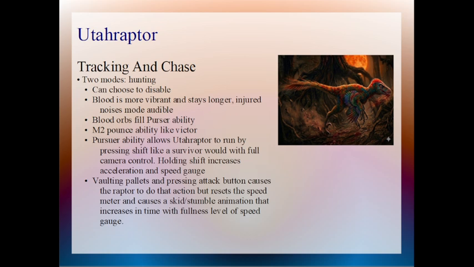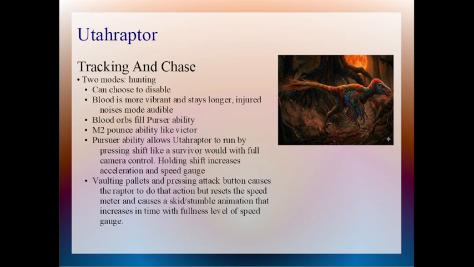This is something that normally only survivors would have, and it would work just like a survivor would, with full camera control, except there would be acceleration on this. So the longer you hold Shift, the more you'll accelerate and gain speed. There will be a speed gauge, and the reason that's important is because when you vault a pallet or you attack, you will vault and you will attack, so you will do the thing you're supposed to be doing, but that'll reset the speed meter and cause a skid or stumble animation that will increase in time with the fullness level of the speed gauge.